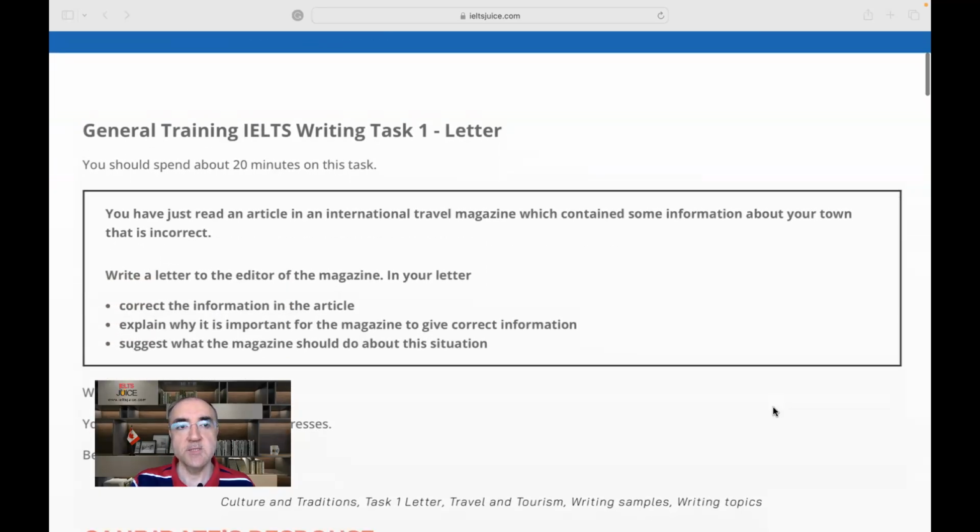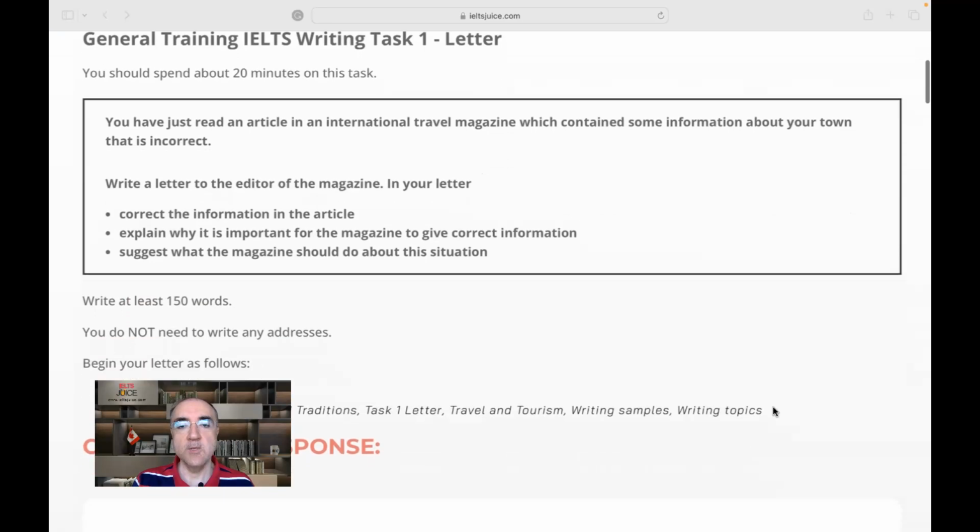So the prompt says, you have just read an article in an international travel magazine which contains some information about your town that is incorrect. Oh my God. Write a letter to the editor of the magazine. In your letter, correct the information in the article, explain why it is important for the magazine to give correct information, suggest what the magazine should do about this situation. So let's see.